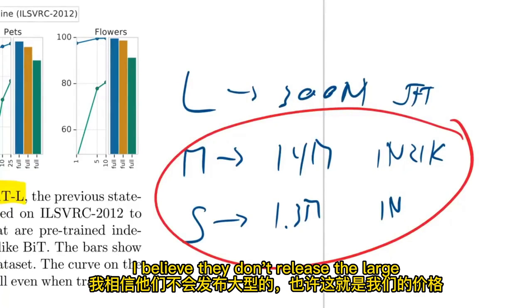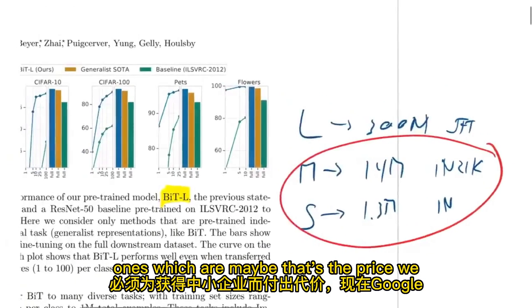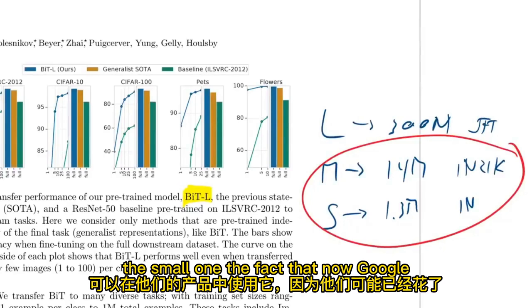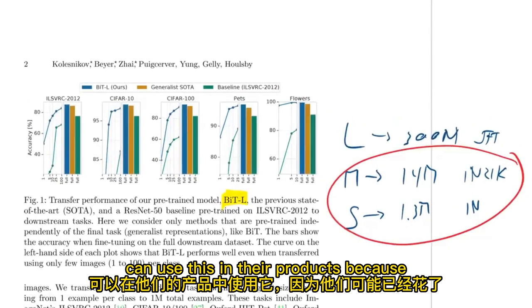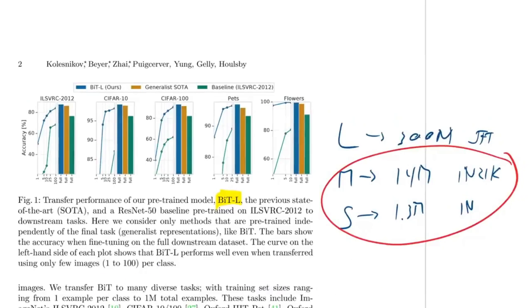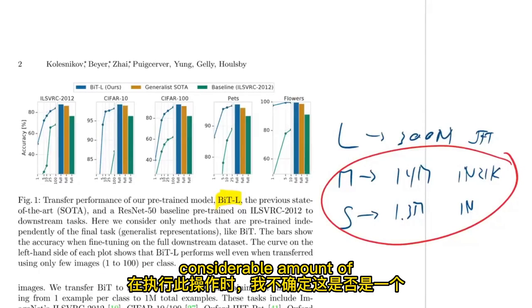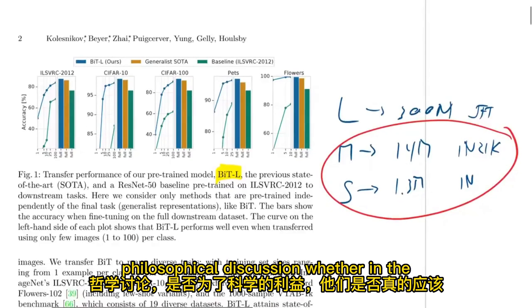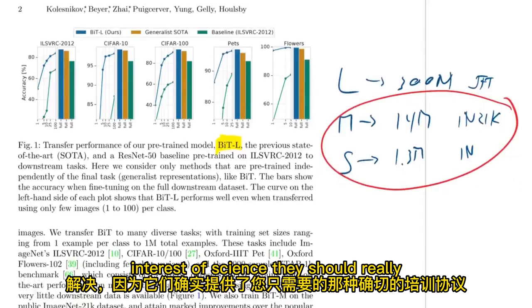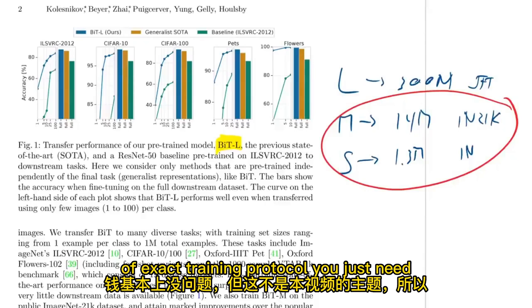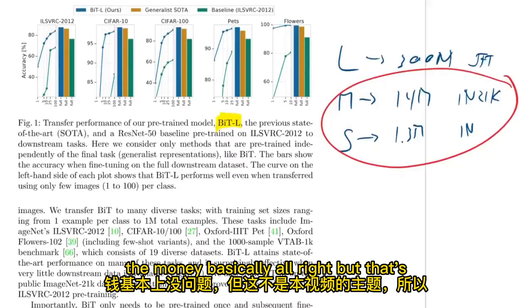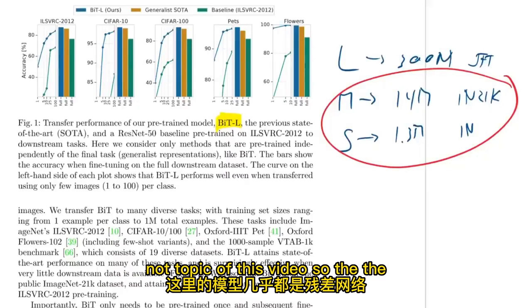They don't release the large one, which maybe is the price we have to pay for getting the medium and the small one. The fact that now Google can use this in their products, because they have probably spent a considerable amount of money in doing this. I'm not sure. This is a philosophical discussion whether in the interest of science they should release all. Because they do give the exact training protocol. You just need the money, basically. All right, but that's not the topic of this video.